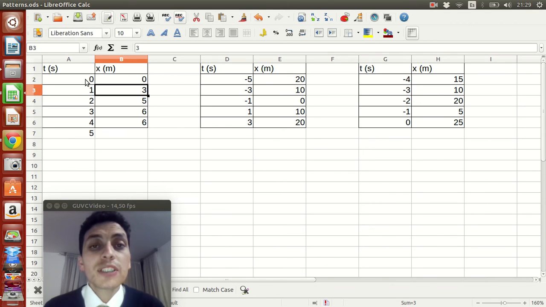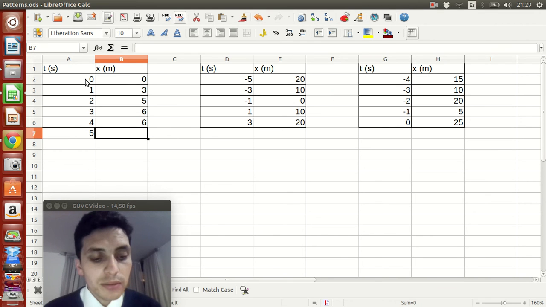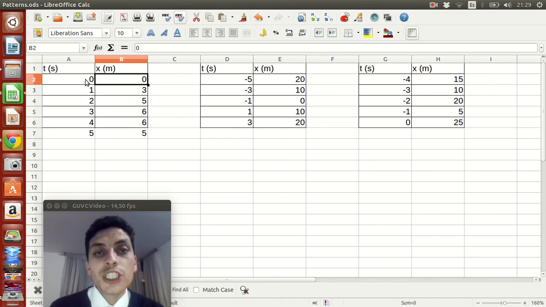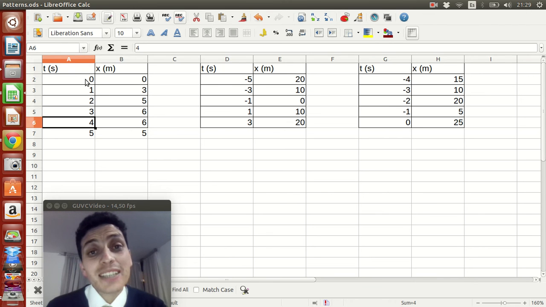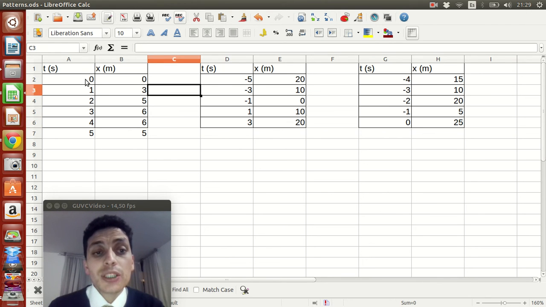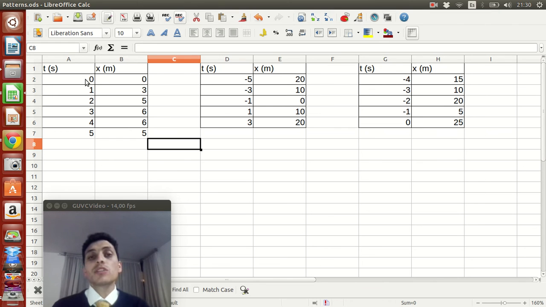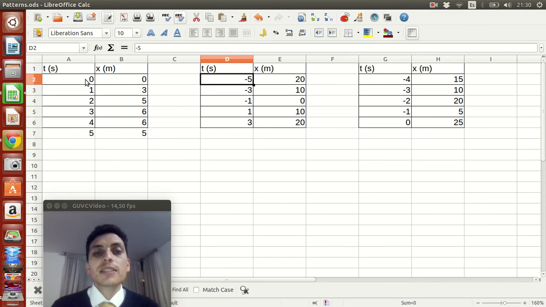So if here is 3, 2, 1, 0, minus 1, the next value will be minus 2. Is it a linear function? No, it doesn't change by a constant. First 3, then 2, then 1, then 0, then minus 1. So it's not a linear function. Does it have a pattern? Yes, it has a pattern. I have to change first by 3, then 2, then 1, 0, minus 1, next minus 2, and so forth.